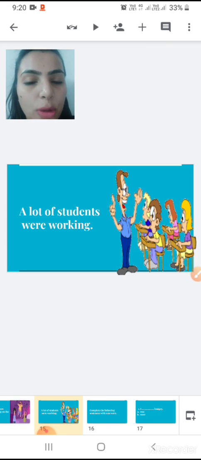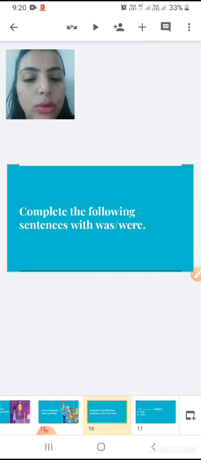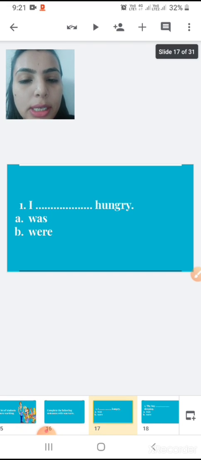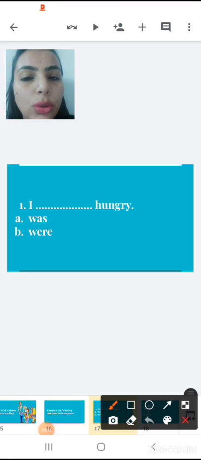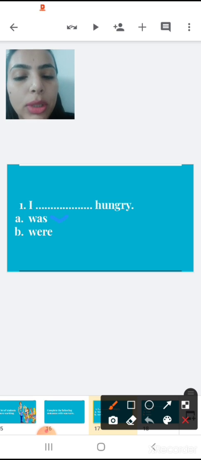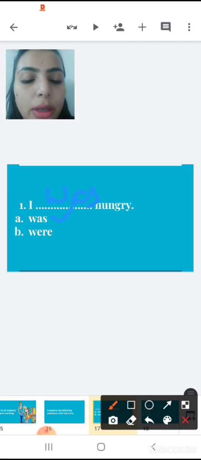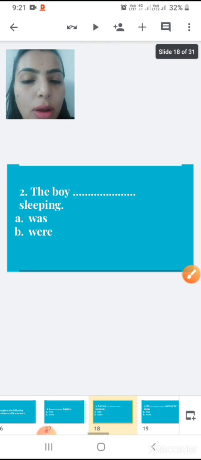Now we are going to perform an activity. You have to complete the following sentences with "was" or "were". The first sentence is: I dash hungry. Here we are talking about singular. So we say, I was hungry. With the singular we use "was".